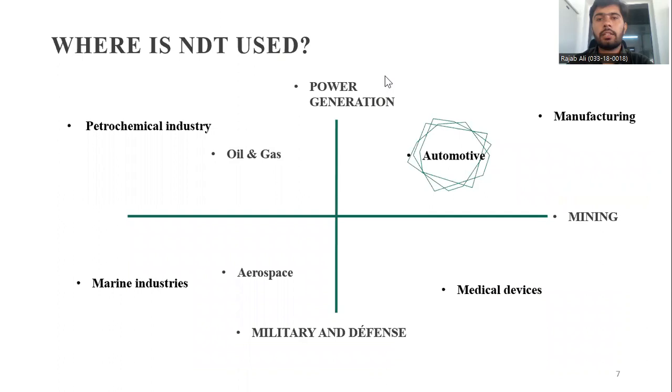Where is non-destructive testing used? Non-destructive testing is used in power generation plants, petrochemical industries, oil and gas refinery companies, and marine industries. Aerospace bodies are inspected using non-destructive testing. Automotive and manufacturing companies also use it.